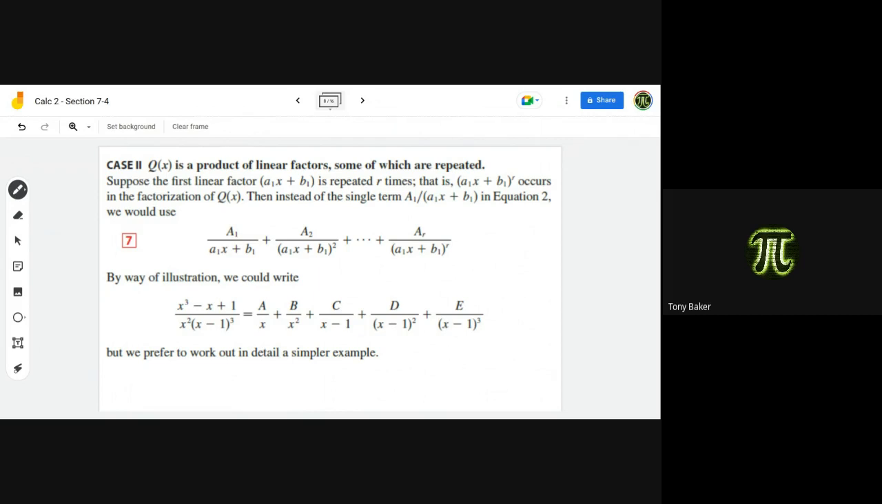I have to write the linear term out multiple times. So I have x, I have x squared. For x minus 1 to the third, I have x minus 1, I have x minus 1 squared, I have x minus 1 to the third. You write it out as many times as you need to fill all the exponents. So if it's to the fifth, you write it out 5 times.